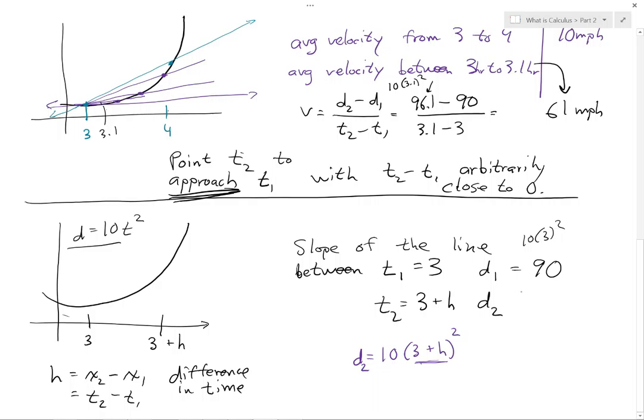I'll just write it this way for now. We have to expand it, we have to FOIL it eventually, but I'll write it like that for now. We're going to do the same thing we did before: find the slope between these two points. The calculus part of it is right here.